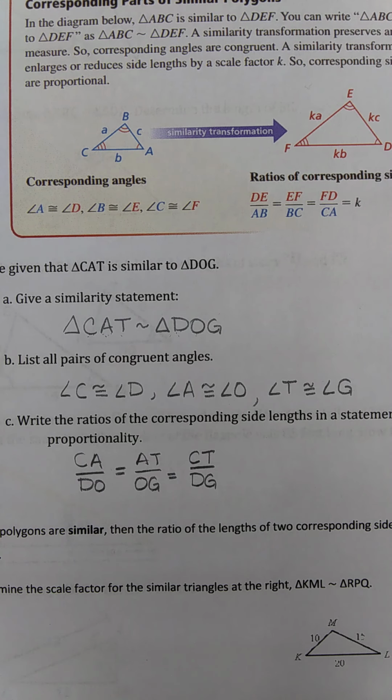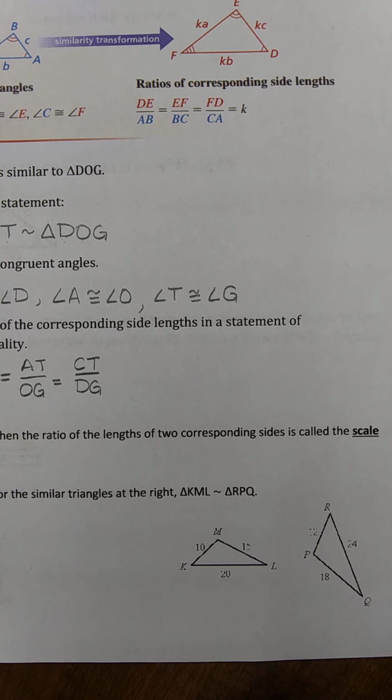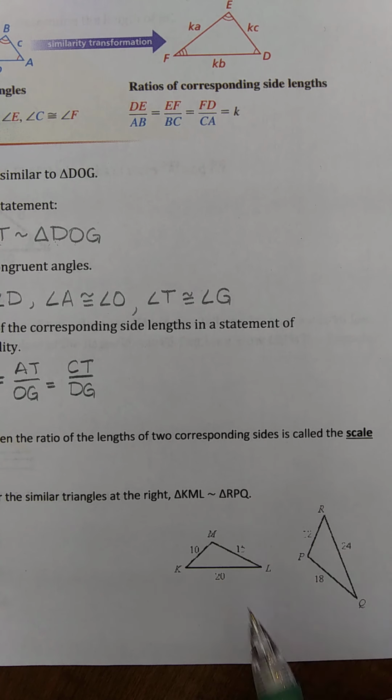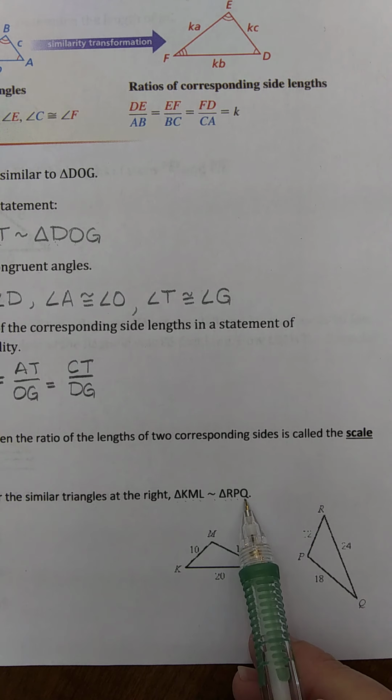If two polygons are similar, then the ratio of the lengths of their sides is called the scale factor. So when you divide each of those, your answer would be the scale factor. So then we have a diagram, and it asks us to determine the scale factor for these two triangles, and it tells us that triangle KML is similar to triangle RPQ.